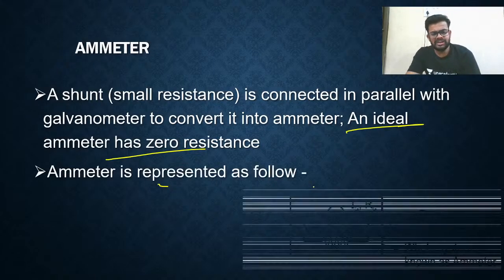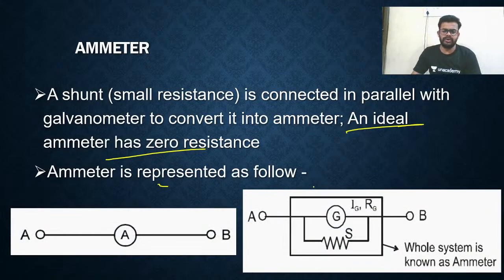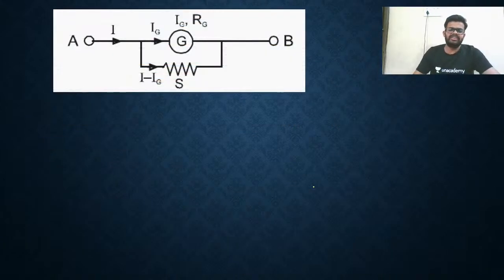Next, the ammeter is represented as follows. As I told you in the diagram, a galvanometer is there, and in parallel with that a shunt resistance is connected. So this entire system is known as what? Ammeter. That's all. Let us talk about it further. This complete system is the ammeter.